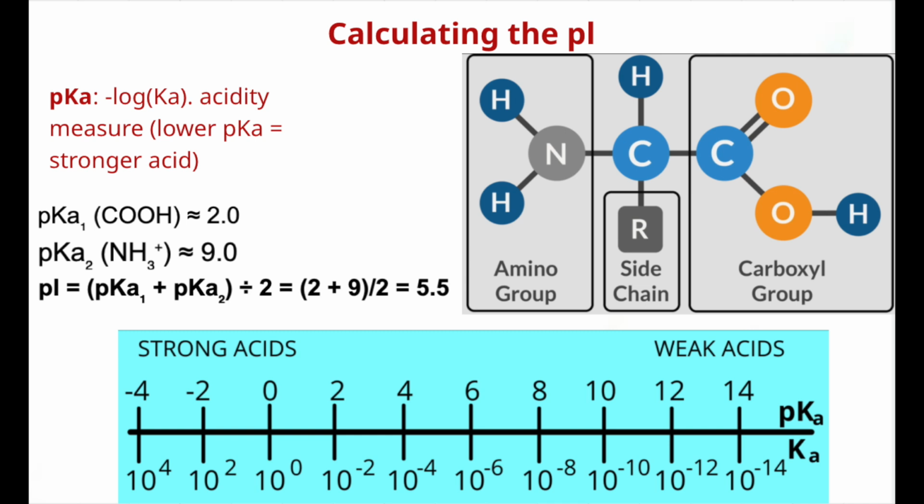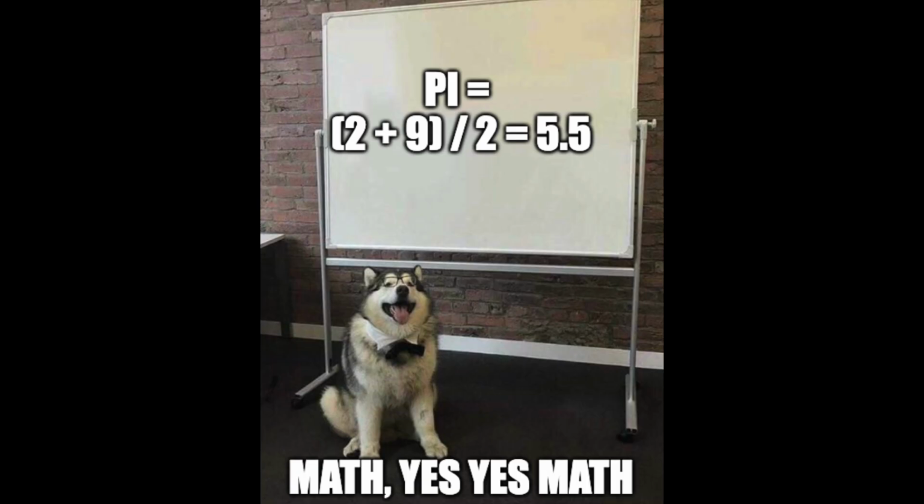For a simple amino acid, consider this. pKa1 would be of the COOH, roughly 2.0. pKa2 would be of the NH3+, roughly 9.0. So the pI would be equal to pKa1 plus pKa2 divided by 2, the average. That comes out to about 5.5.